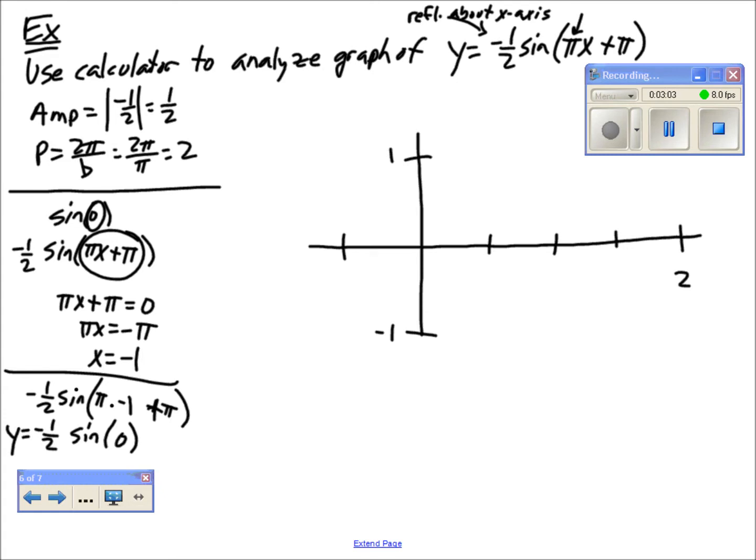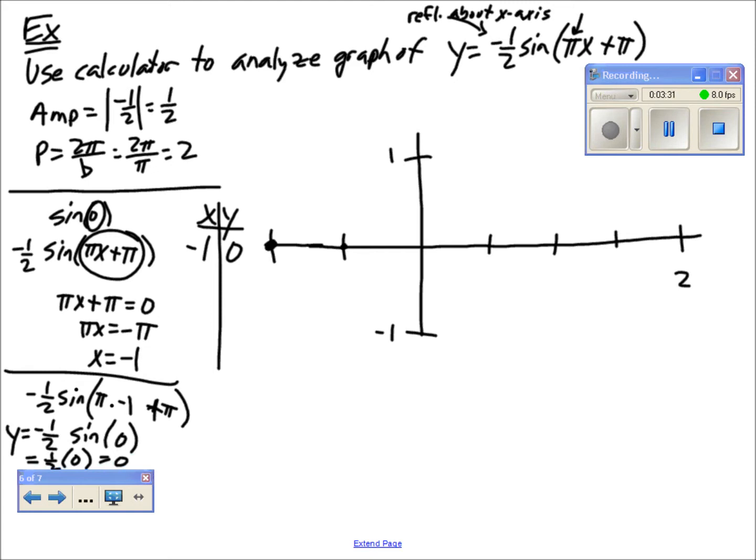And what's the sine of 0? Well, it's 0. So I got negative a half times 0, which is 0. So my y value is 0, and I know I have the point negative 1 comma 0. Negative 1, because that's what I have to plug in for x. Oops, that's negative a half. There's negative 1. Remember this goes by 1/2 here.